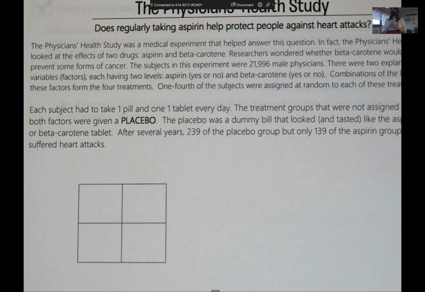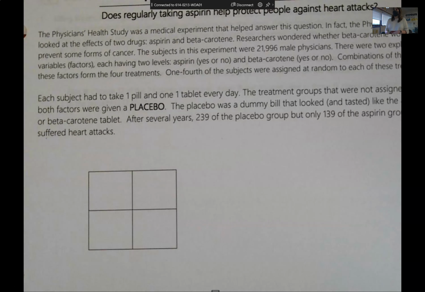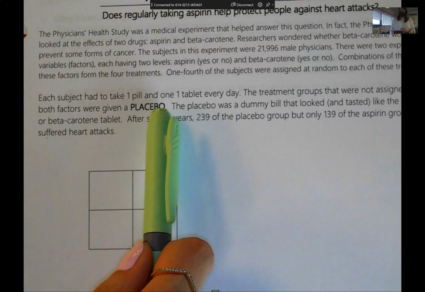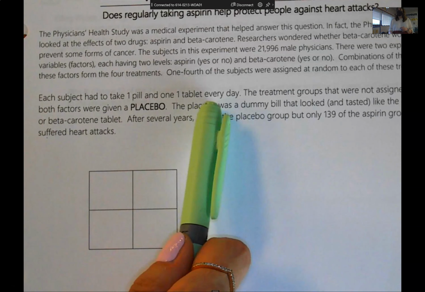So the one factor was aspirin, yes or no. The other factor was beta carotene, yes or no. Combinations of the levels of these factors form the 4 treatments. So down here you can see the 4 boxes. Then 1/4 of the subjects were assigned at random to each of the treatments. So each subject had to take 1 pill and 1 tablet every day.